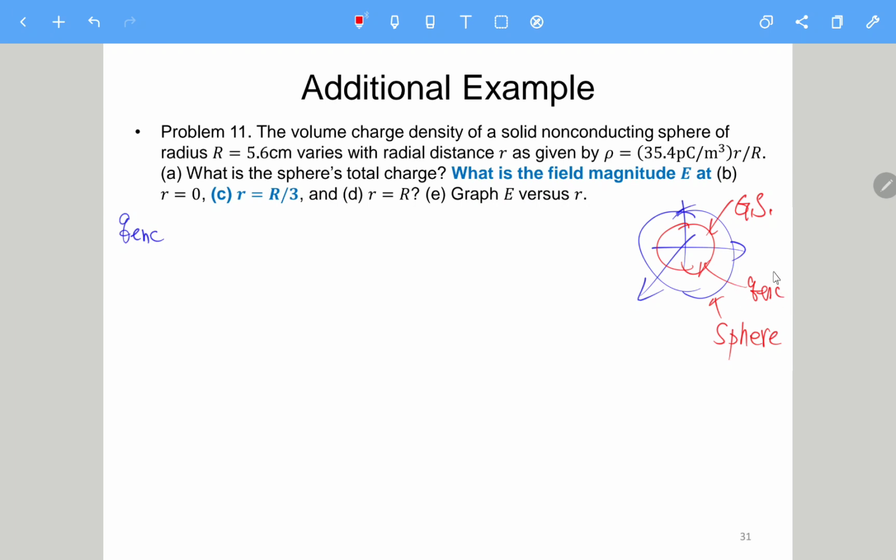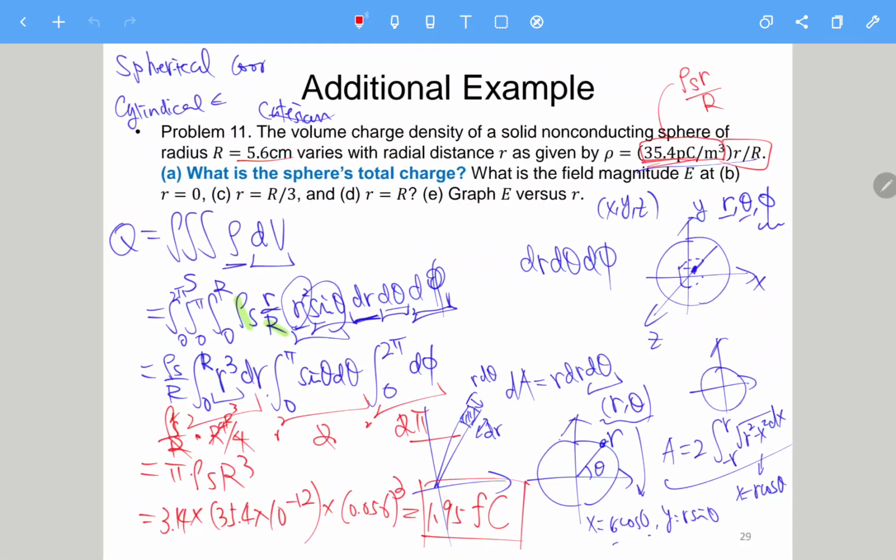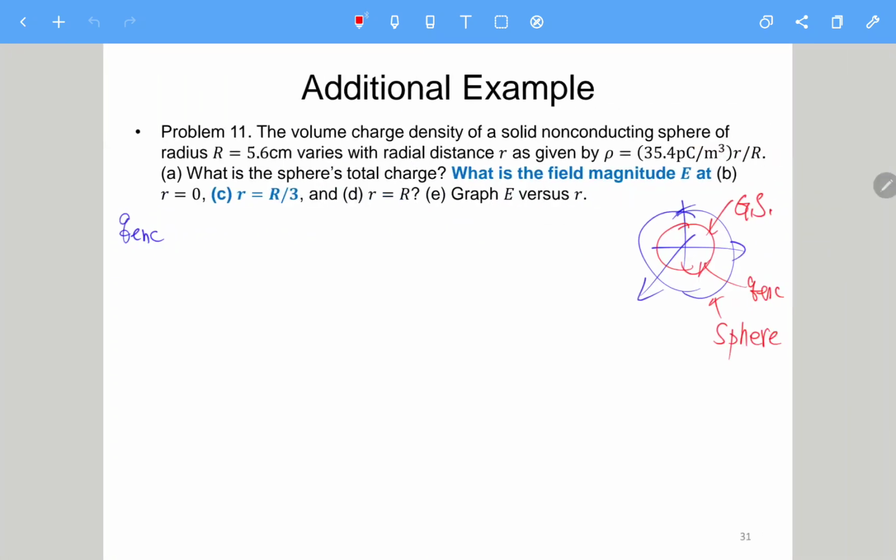So we don't integrate from 0 to capital R. Rather than that, we integrate from 0 to small r. So the only difference is that we only integrate from 0 to small r, and all the other things will be the same. So here will be small r to the 4th power over 4. This small r can't cancel with this capital R. This is the only difference. So I will not repeat from the beginning.